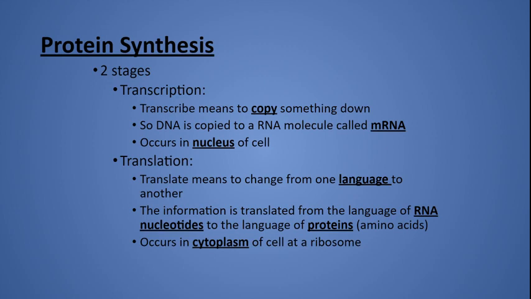Now, protein synthesis happens in two different stages: transcription and translation. In the first stage, which is transcription, to transcribe basically just means to copy something down, just like somebody in a courtroom taking notes, or the person who follows the doctor around writing everything down they say. So DNA is copied to an RNA molecule called mRNA, and this all occurs in the nucleus of the cell.